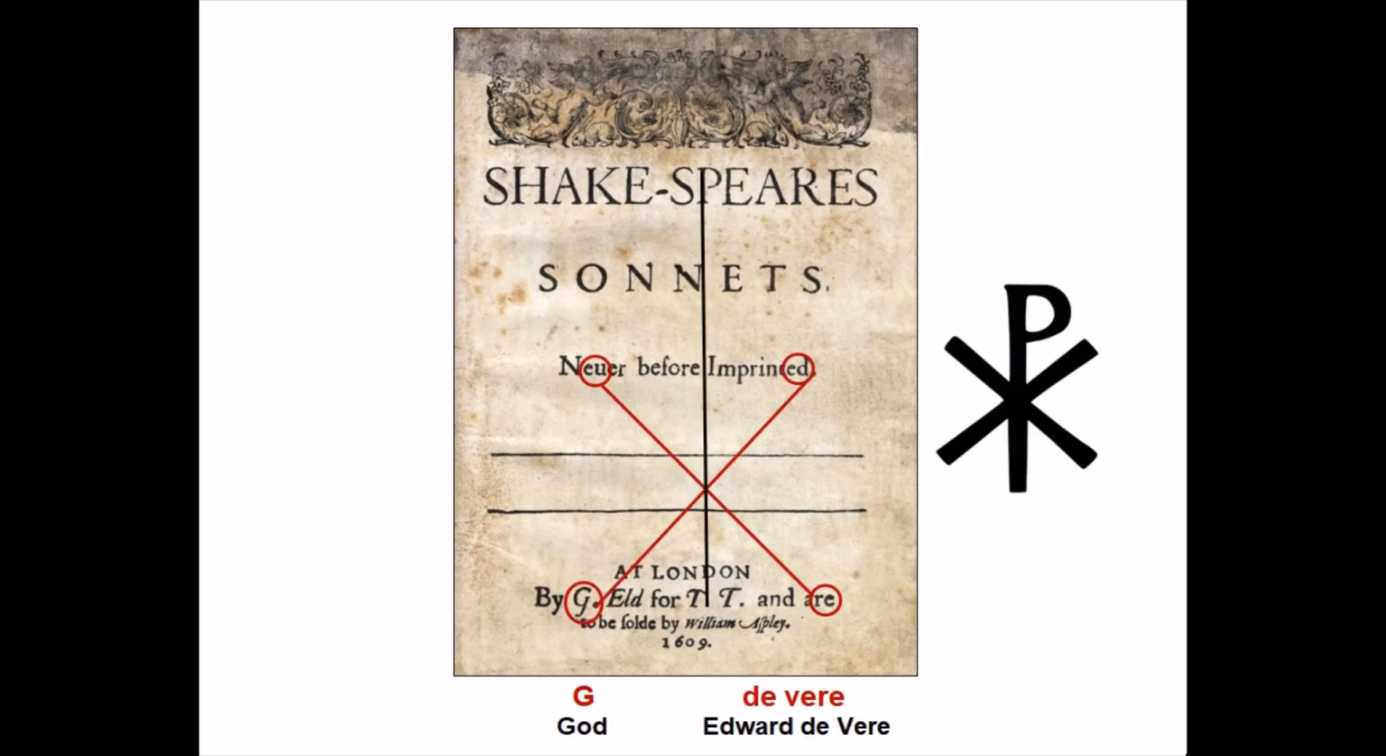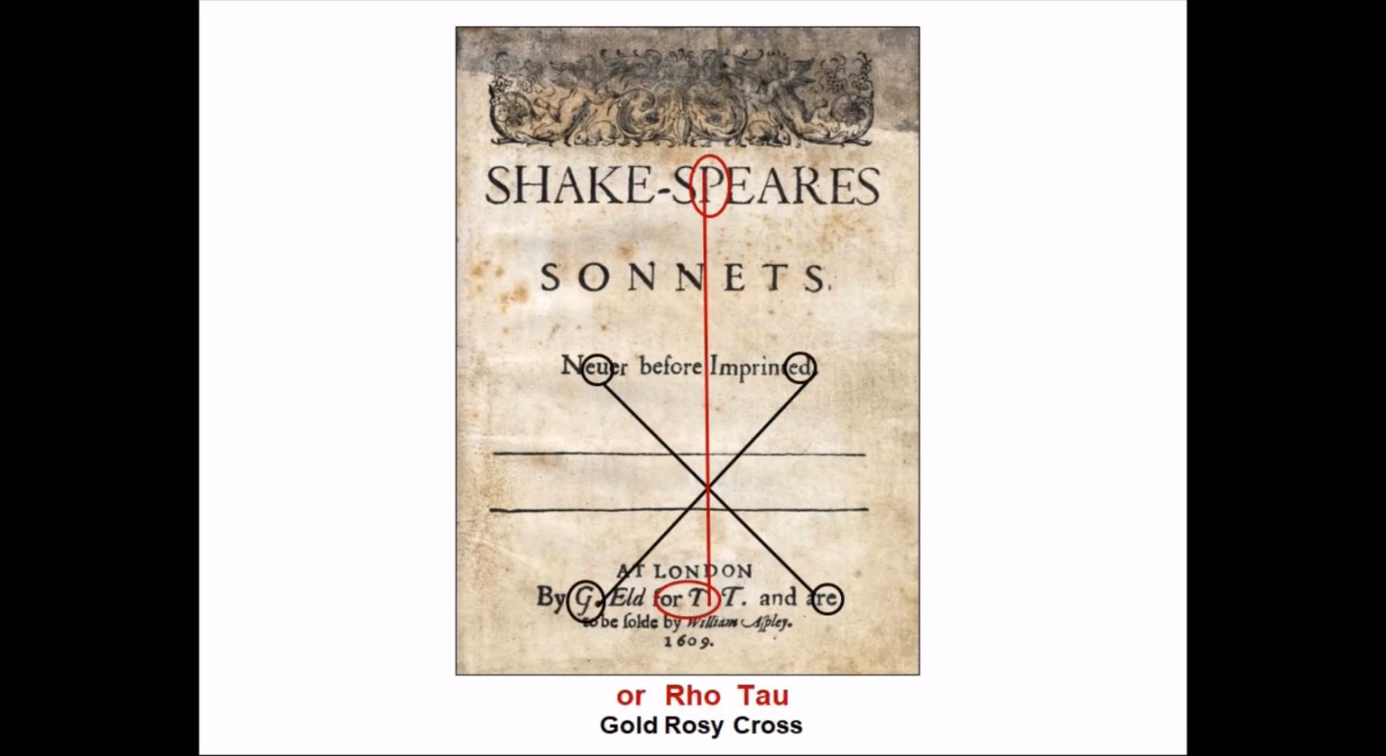In his videos, after showing Alan Green's discovery of hidden geometries on the cover of the Sonnets, Alexander Waugh explains how a Chi symbol can be drawn where the X, or Chi, points to the letters G, meaning God, and de Vere. Later, I realized that the line in the middle, the rho in Chi, is pointing to another name.